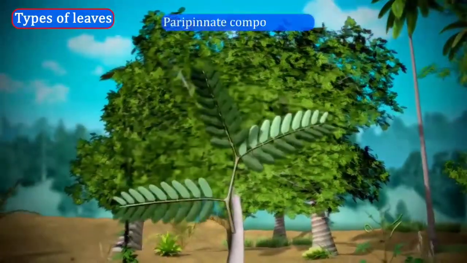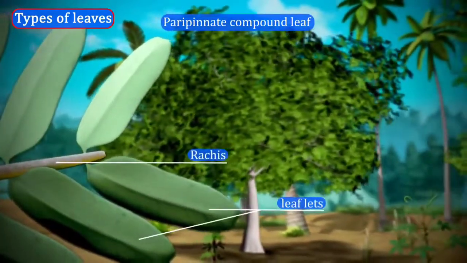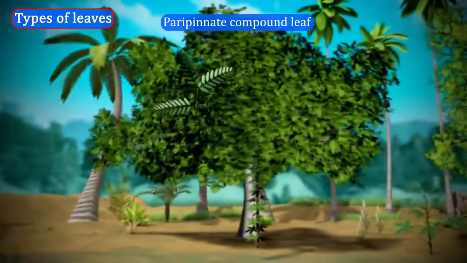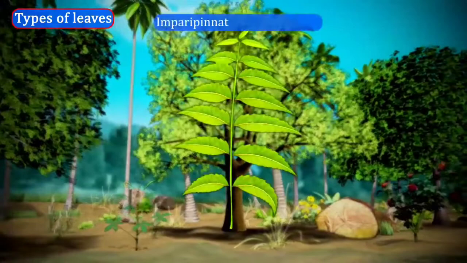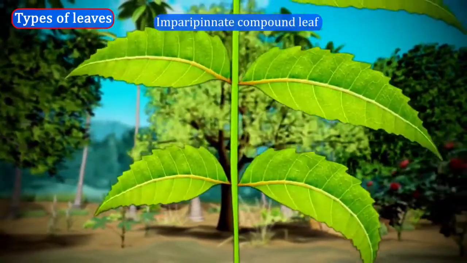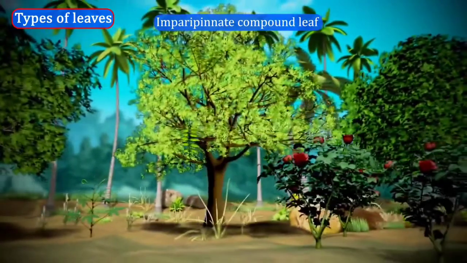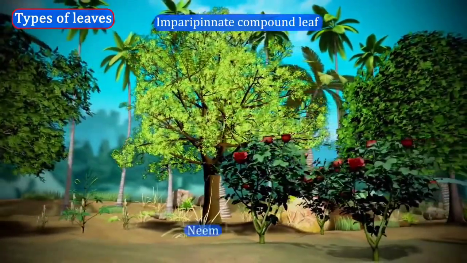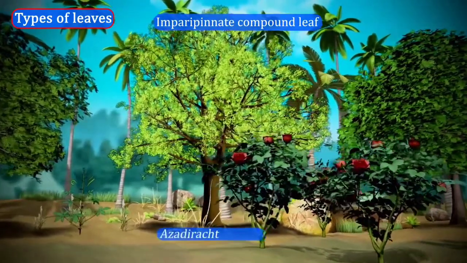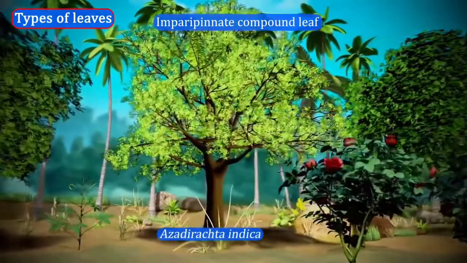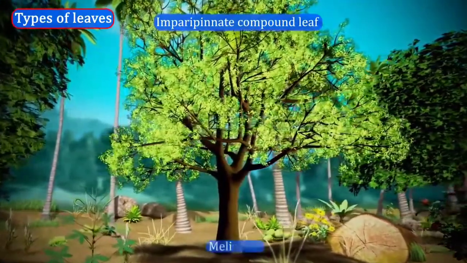In paripinnate compound leaf, the rachis may terminate with a pair of leaflets. Paripinnate compound leaves are seen in Tamarindus. In an imparipinnate compound leaf, rachis ends with an unpaired leaflet. Imparipinnate compound leaves are seen in neem and rosa. Azadirachta indica is the botanical name of neem plant. Azadirachta is a member of the Meliaceae family.